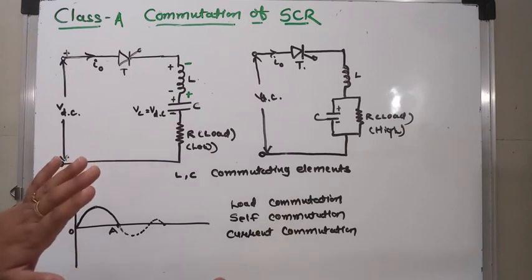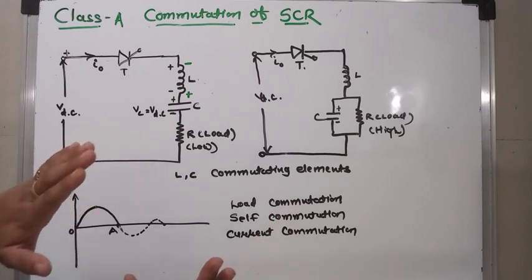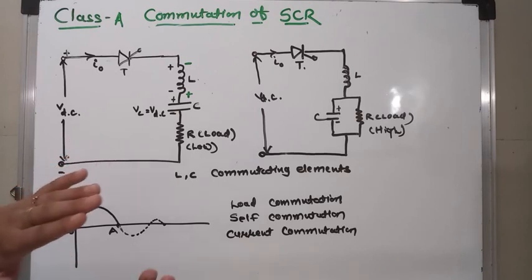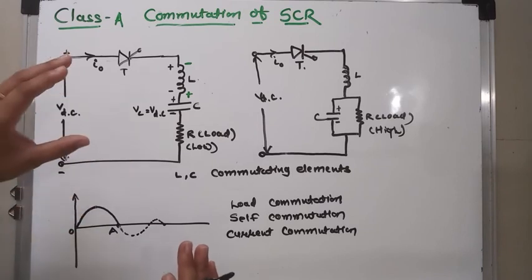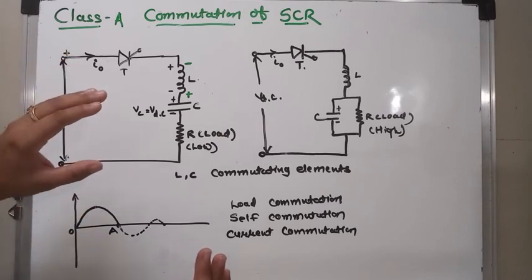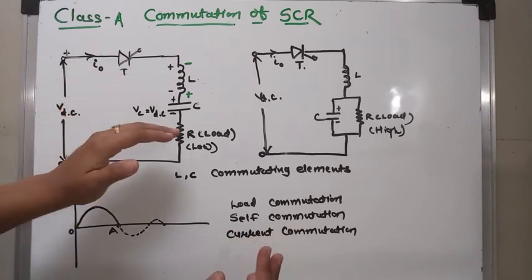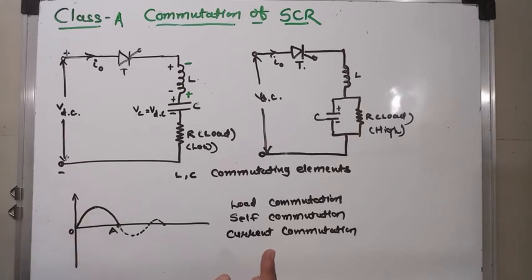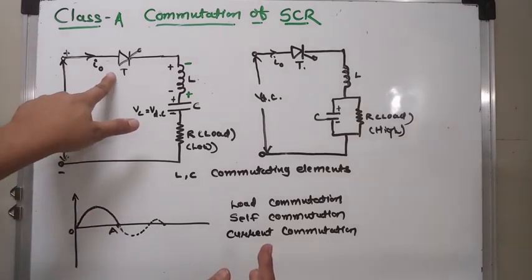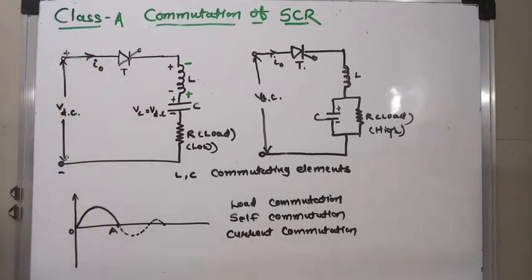So hope you understood class A commutation. Class A commutation is a force commutation, in which the thyristor is forced to turn off, and here the thyristor is turned off due to the load current, so the name given is load commutation. Here the RLC circuit is underdamped, and due to the underdamped nature, at instant A the anode current is 0 and the thyristor is turned off. Hope you understood. Thank you.